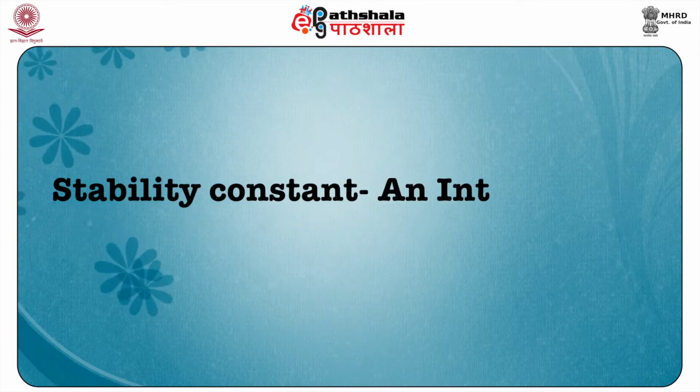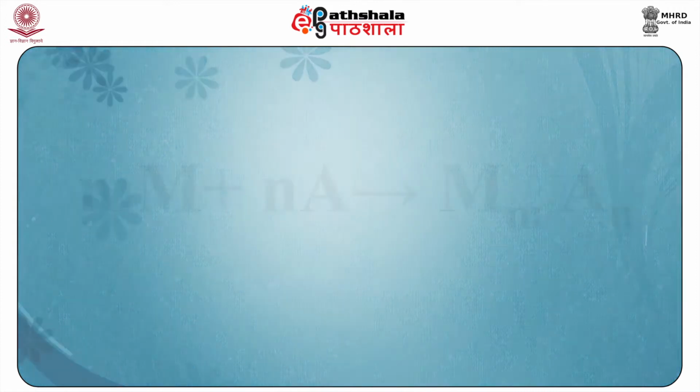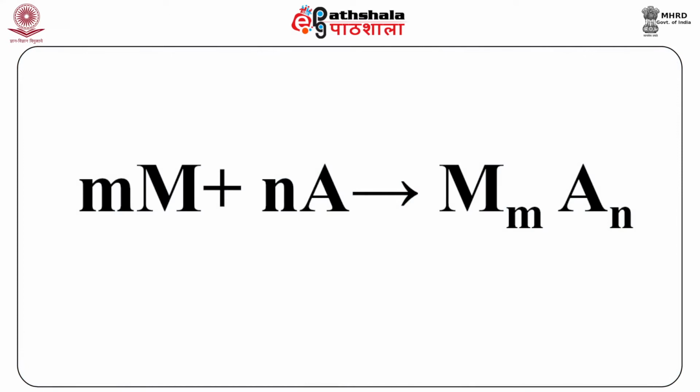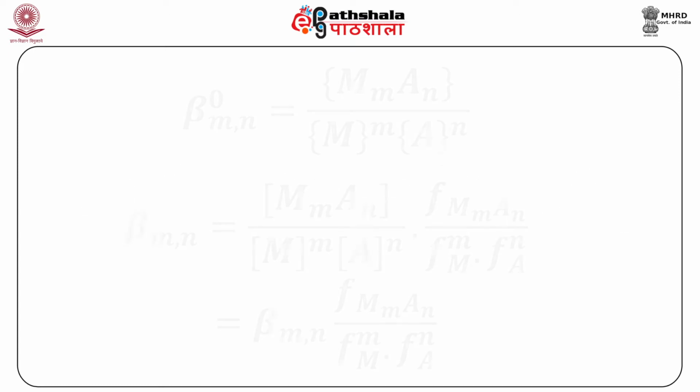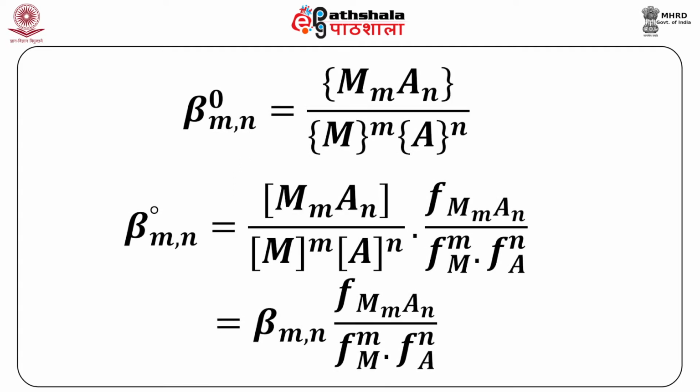Let us get an introduction to the stability constant. The equation representing the interaction of complexing agent with the metal ion can be represented as mM plus nA giving MmAn. Applying the law of mass action, beta naught mn is equal to the concentration of the products divided by the concentration of the reactant species raised to the power of their stoichiometric coefficients.